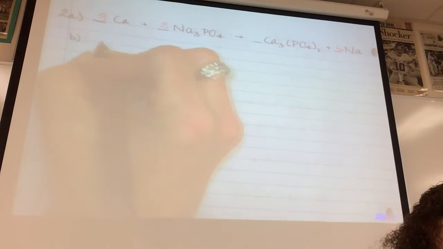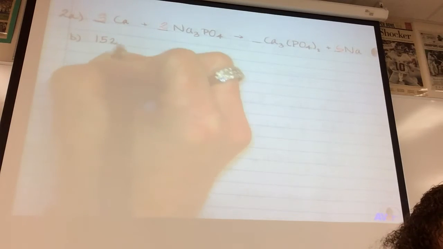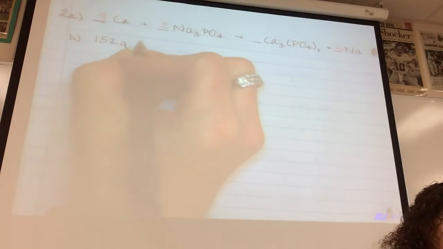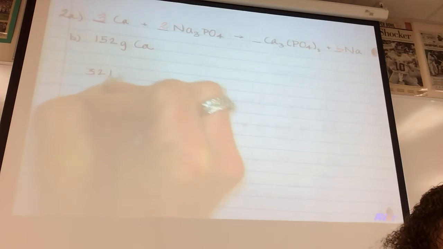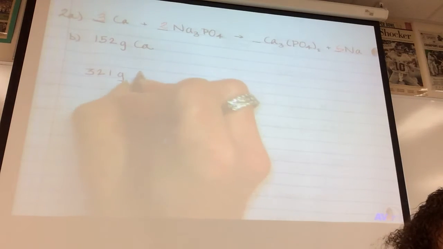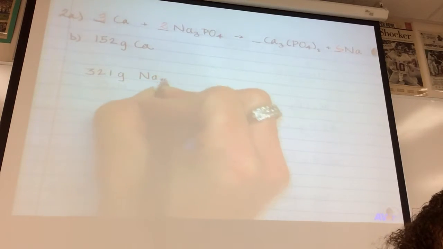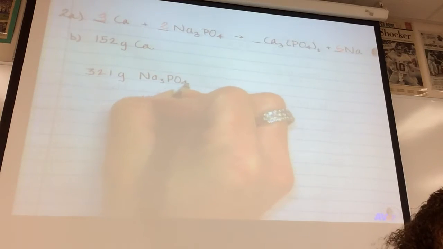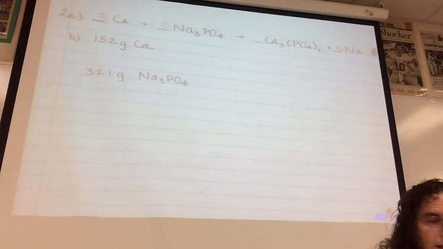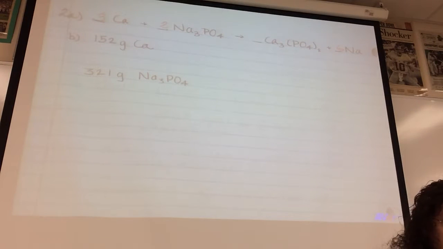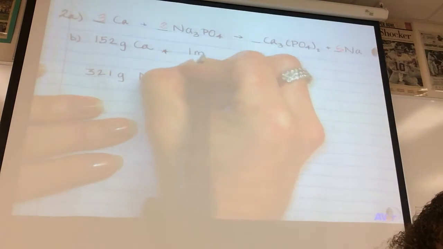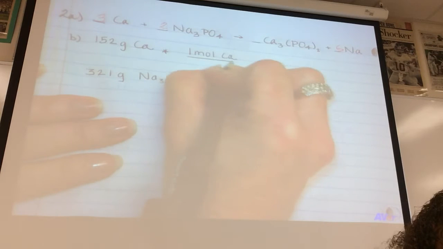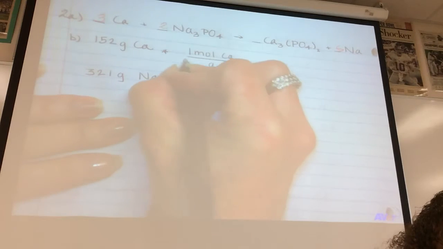In B, it says you have 152 grams of calcium and 321 grams of sodium phosphate. You need to find the limiting reagent. How are you going to do that? Convert to moles. We know that 1 mole of any element is equal to its mass in grams.